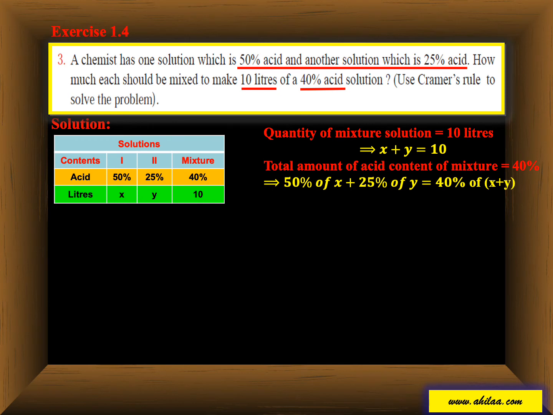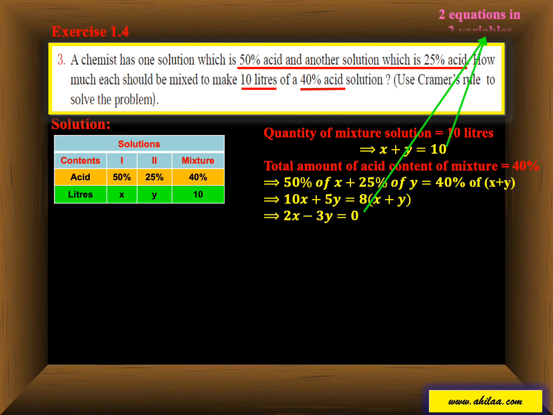Now 50% means 50 by 100 into x, plus 25 by 100 into y, equal to 40 by 100 into x plus y. By simplifying, that is eliminating the 100 throughout and dividing by 5, we get 10x plus 5y equal to 8 into x plus y. Now bring all to one side so that the equation is 2x minus 3y equal to 0. So with these two equations, the problem is considered as two equations in two variables.